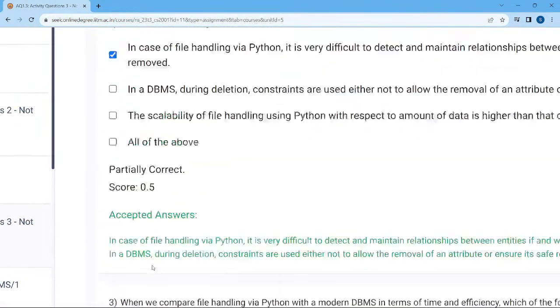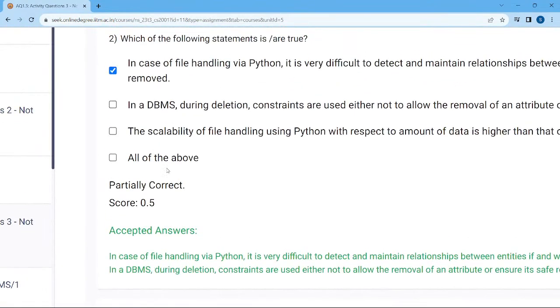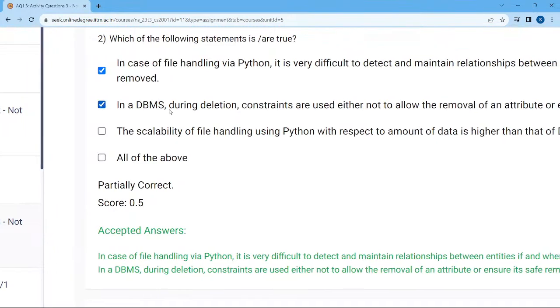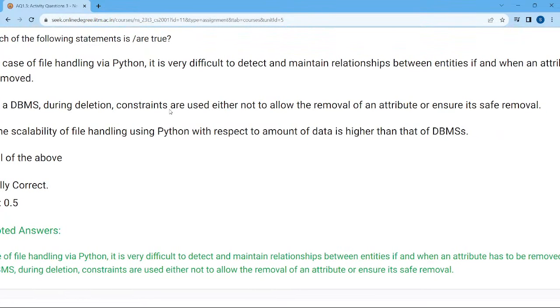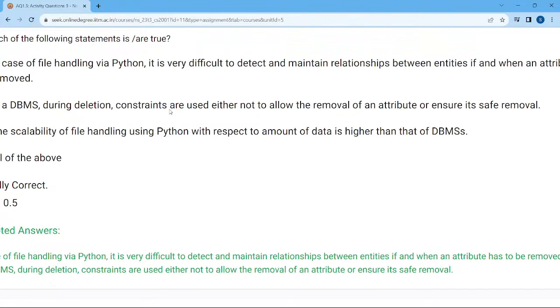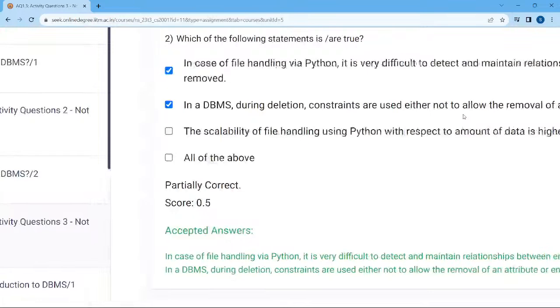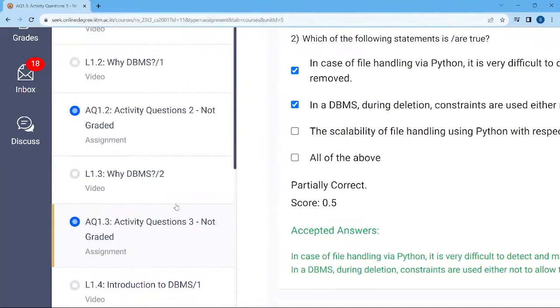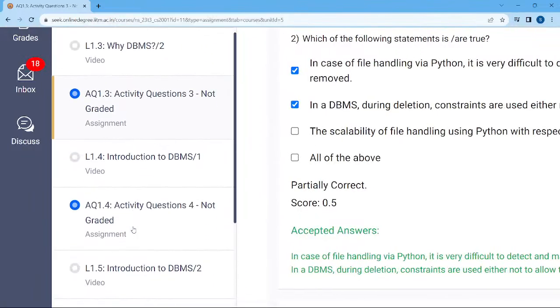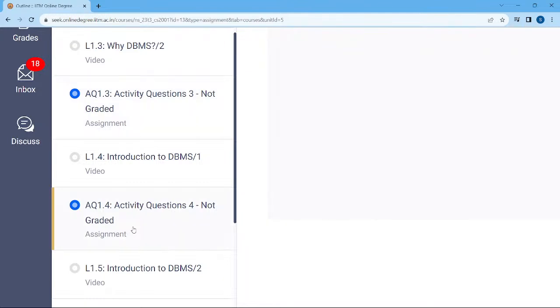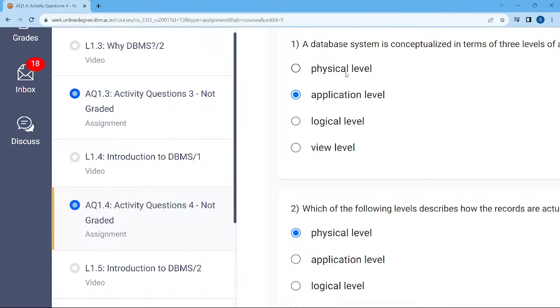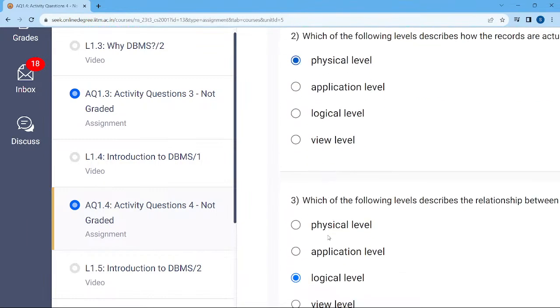Let's jump to question number 2. So this is what I learned again. In DBMS, during deletion, constraints are used either not to allow the removal of an attribute, that is removal of a column, or to ensure safe removal. That is good. Hooray! We completed activity 1.3. Let's jump right to activity 1.4.